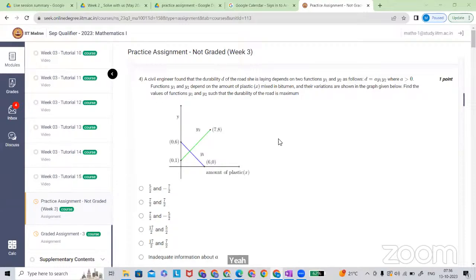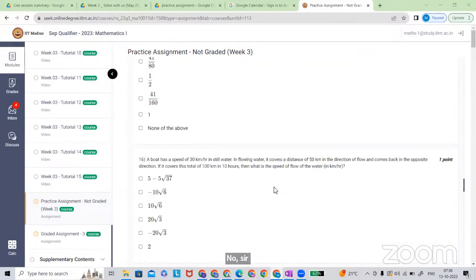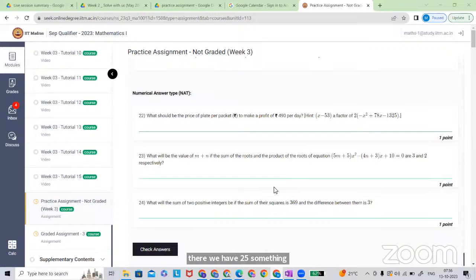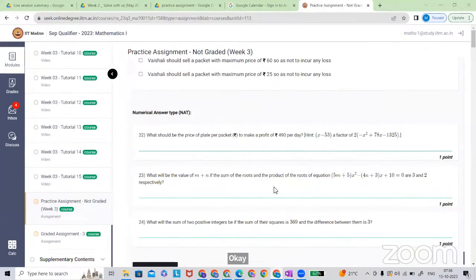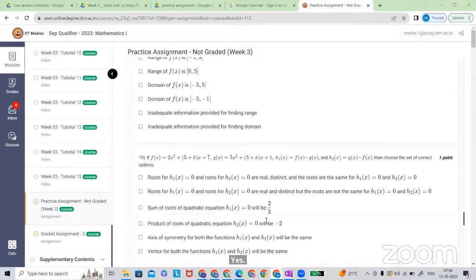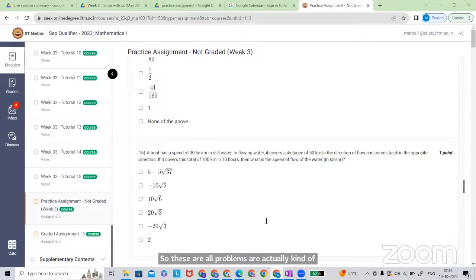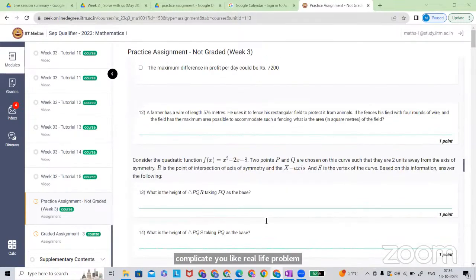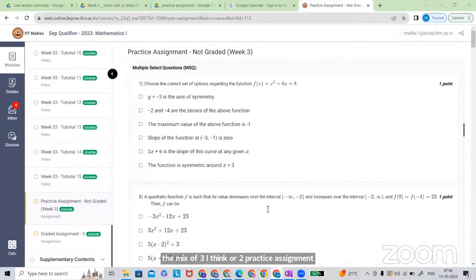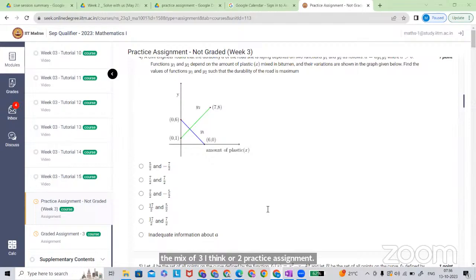Please everyone try to solve this practice assignment. See how many questions are there? We have 24, and all of them are applicative kinds of problems, like real life problems. So try to solve these problems, then the graded assignment will be easier for all of you. This is a mix of practice assignment folder one. This problem we can quickly solve.